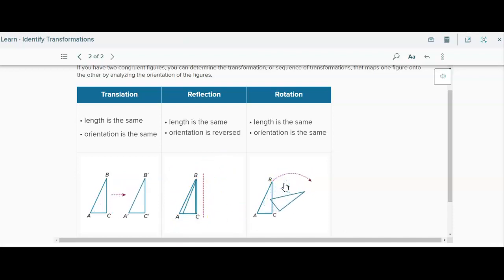With a rotation, be careful here, because ABC here is still in a clockwise orientation. So we're talking about when we're reading the points, this goes A, B, C clockwise, right? But here, this one goes A, B, C the opposite way. Here, this goes A, B, C clockwise, A, B, C clockwise. So only in a reflection is the orientation reversed. In a translation or rotation, the orientation stays the same.